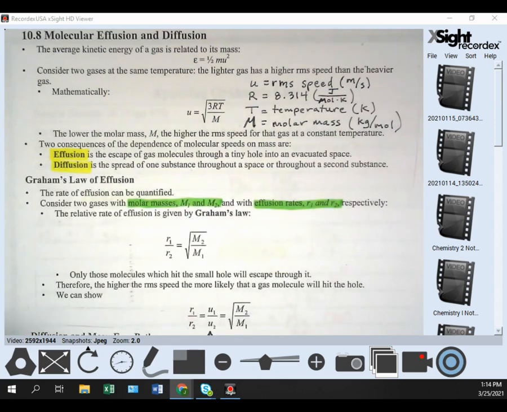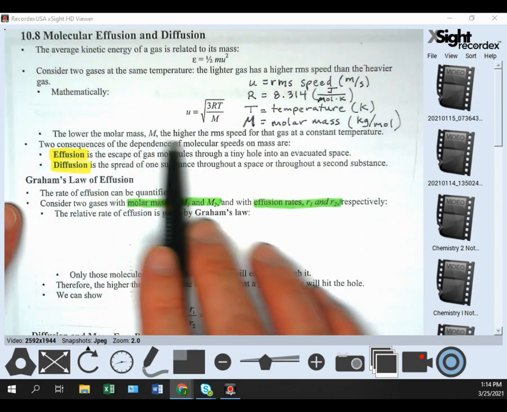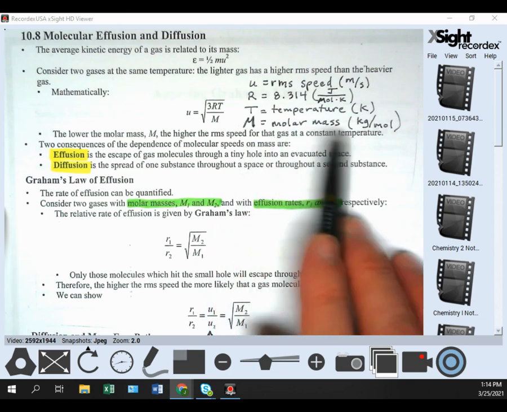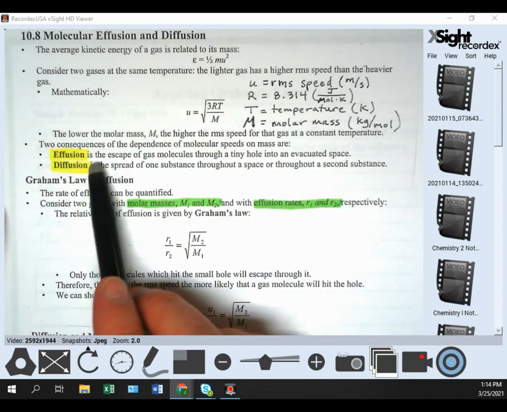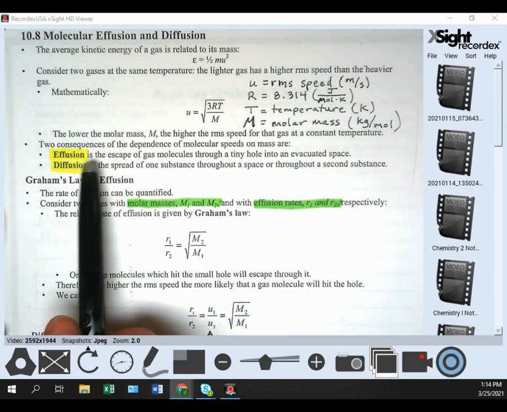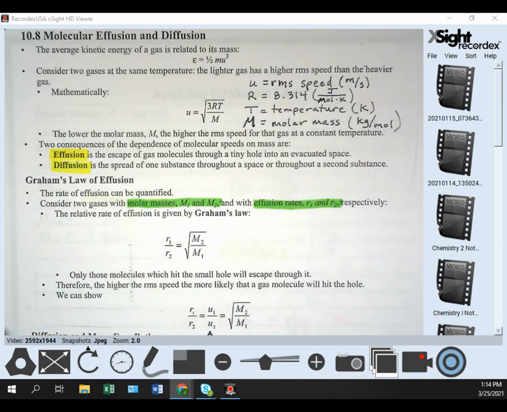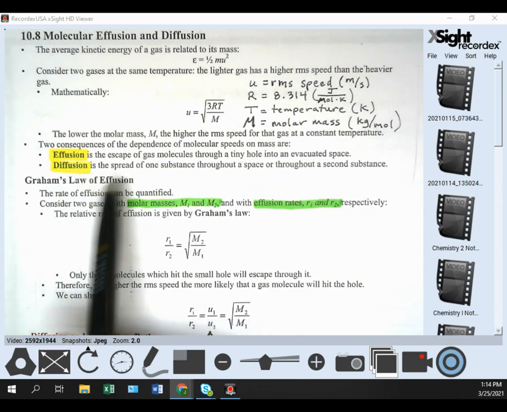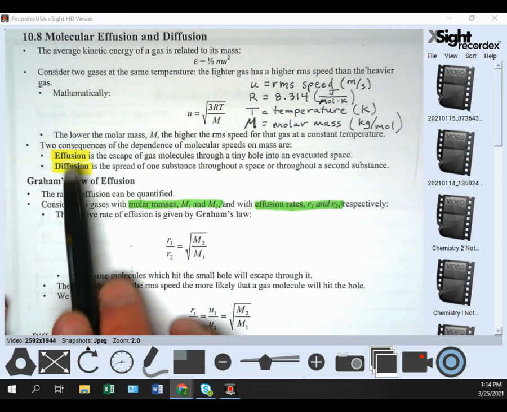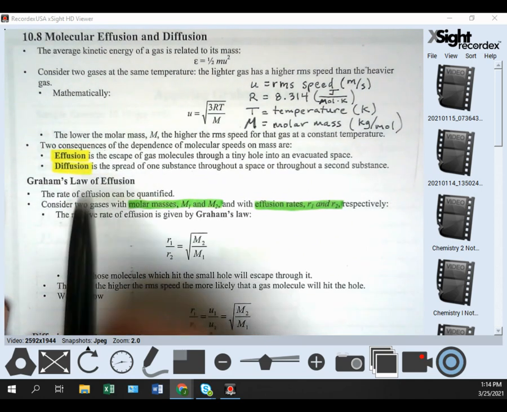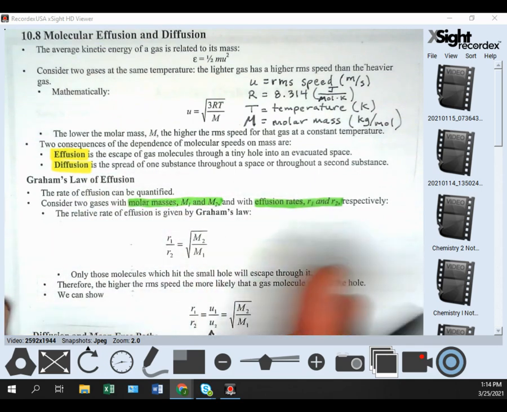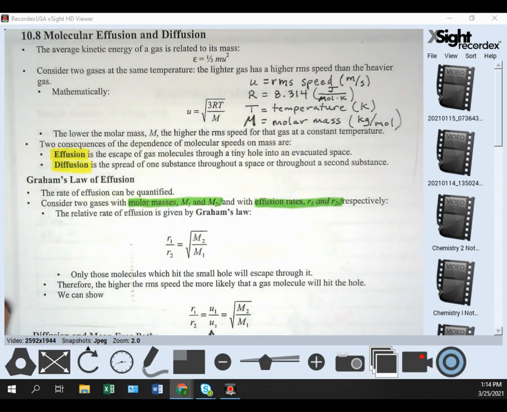It talks about the lower the molar mass, the higher the RMS speed for that gas at a constant temp. There are two types of molecular movement that they're talking about here: effusion with an E and diffusion with a D. Diffusion you're probably somewhat more familiar with. If you remember from bio, there's diffusion of particles across the cell membrane, right? Or osmosis is the diffusion of water.